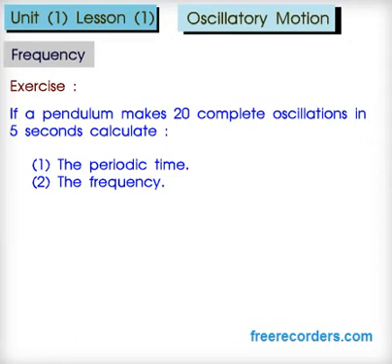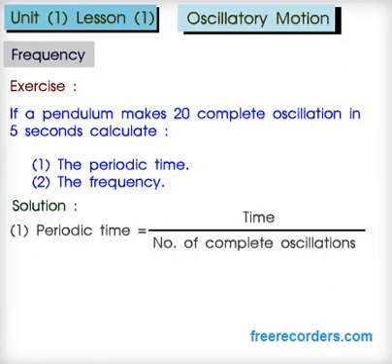Frequency. Frequency is the number of complete oscillations done by an oscillating body in 1 second. Frequency equals number of complete oscillations over time, seconds, equals 1 over periodic time.